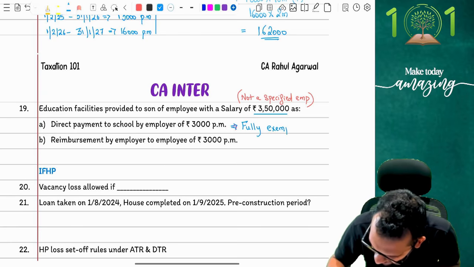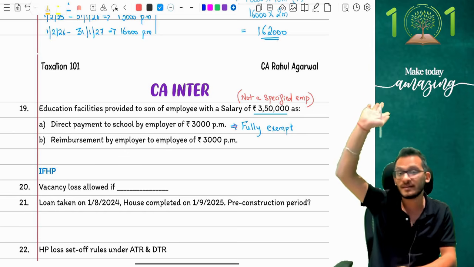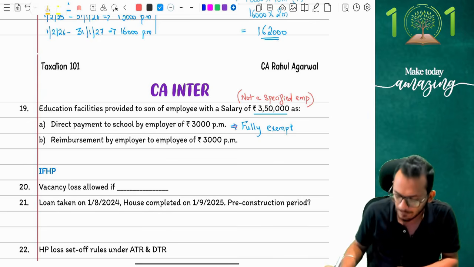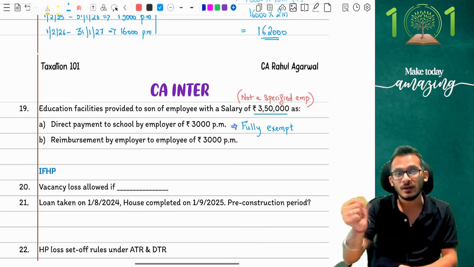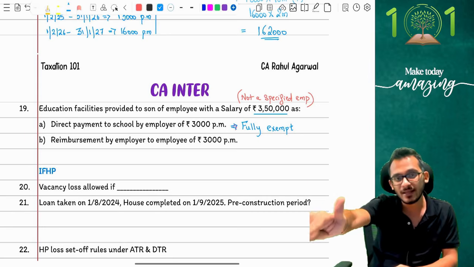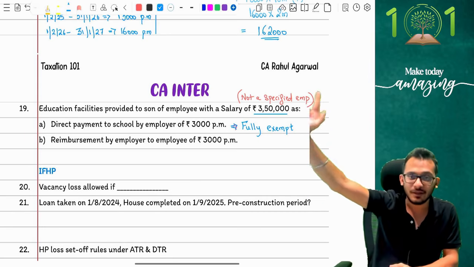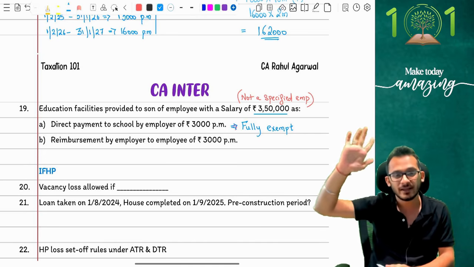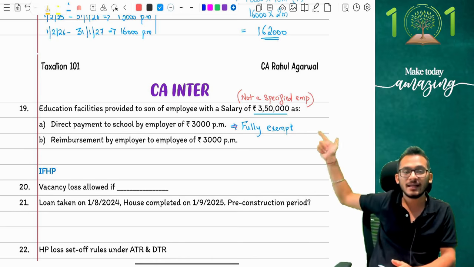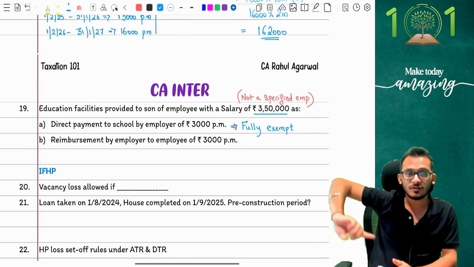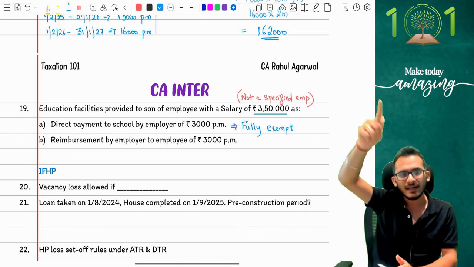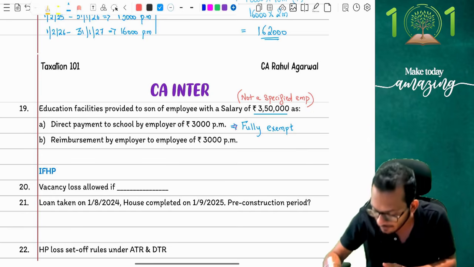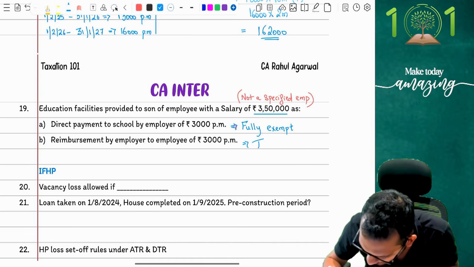I remember telling this in class also that this is an MCQ question expected in exam, so be careful about it. Next part is the critical part. It says reimbursement by the employer to employee of 3,000 per month. Now, what is happening? Company is not giving the money to the school directly. Company is giving it to the employee. When the company is giving to the employee, income tax will say taxable if education facility rules are applied. Rules come and say when you give any kind of education facility to a son, cost of education should not exceed 1,000 per month. If the cost is exceeding 1,000 per month, I am going to ask you tax on it, and therefore this will become taxable.